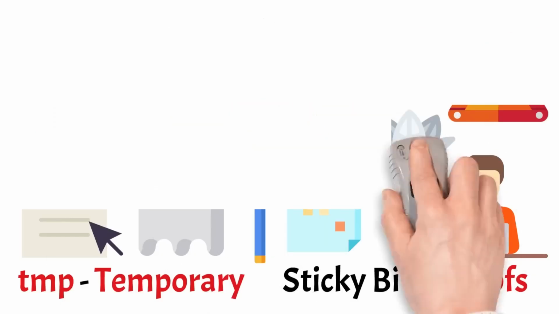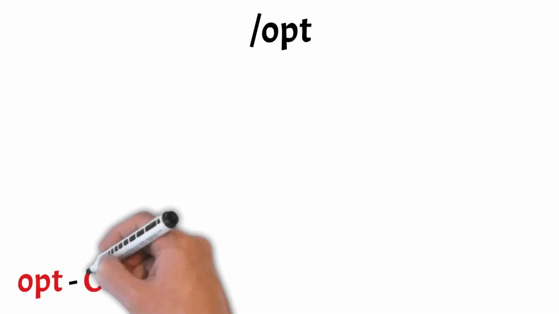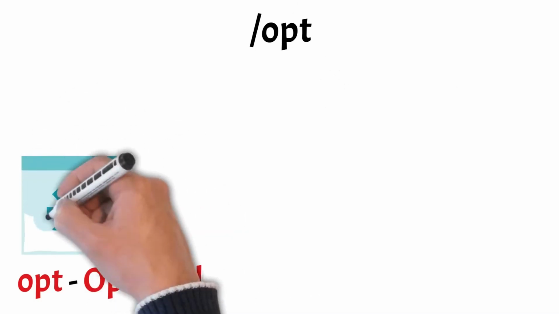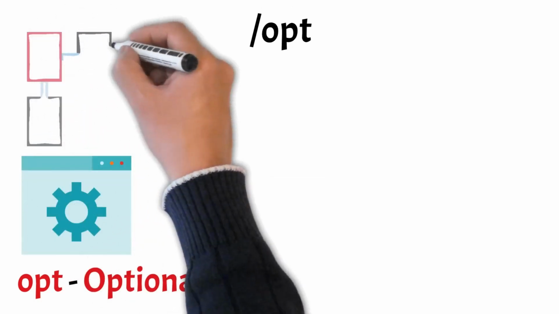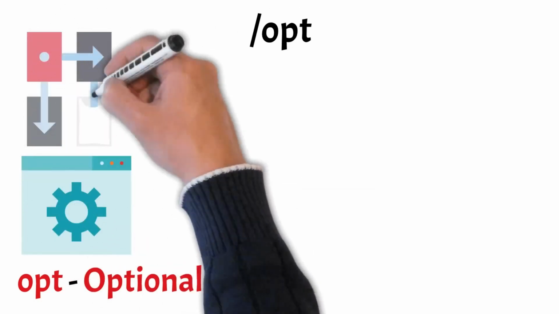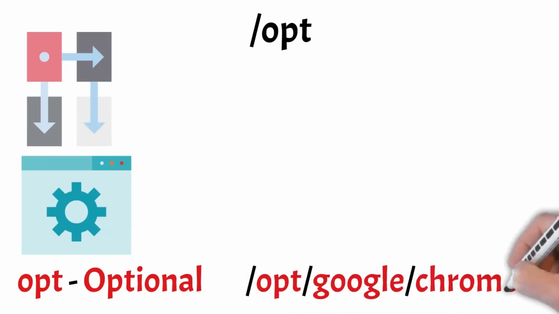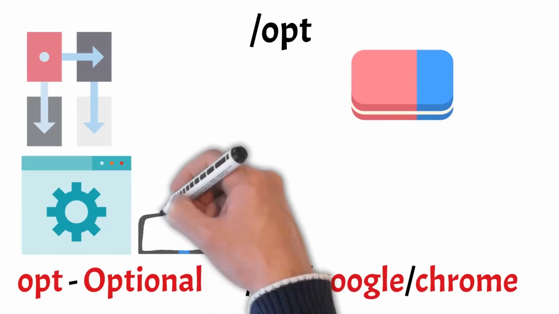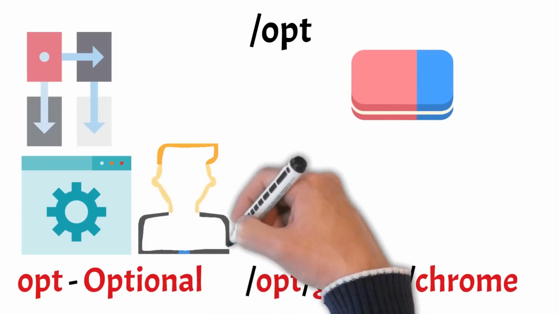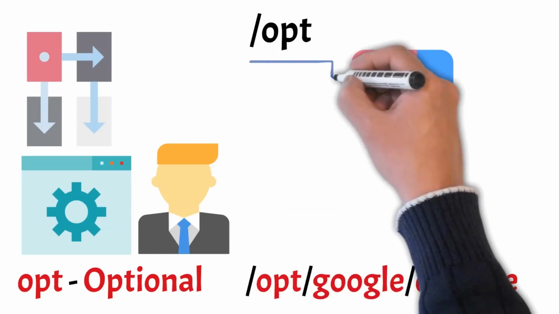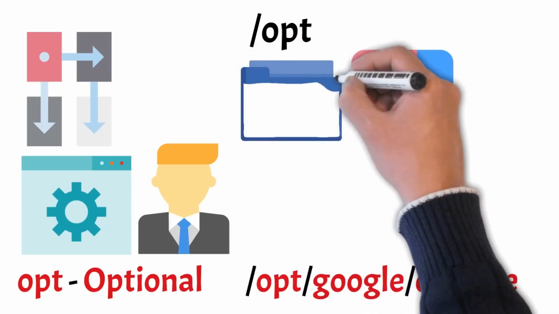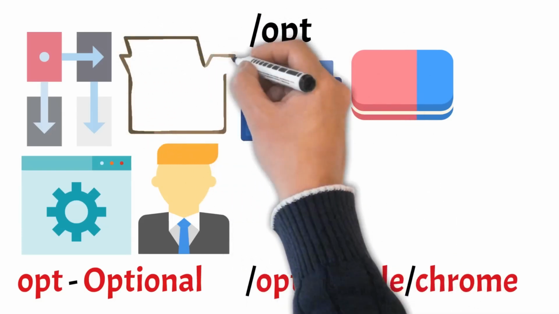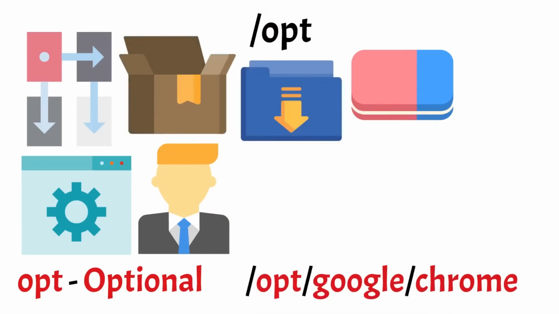And lastly, we have opt. Opt is where optional or third-party software is installed, often kept separate from the system's main directories. Each application usually has its own subfolder, like opt/google/chrome, which helps keep things organized and makes uninstalling easier. This directory is especially common in enterprise or commercial environments where large, proprietary programs are installed outside the usual package manager paths. On many systems, opt may even be empty unless manually used.